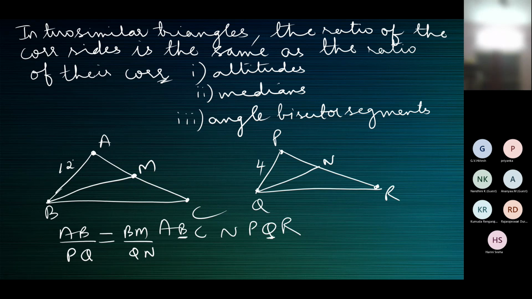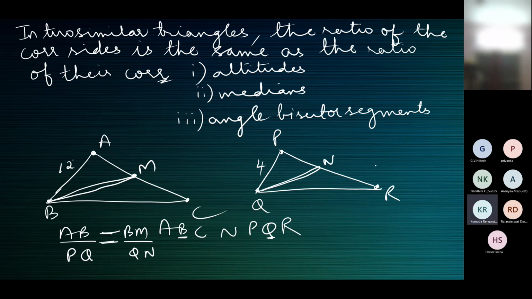Continue. So I was telling you that according to this statement, in two similar triangles, ABC is similar to PQR. The ratio of the corresponding sides AB by PQ is equal to the ratio of their corresponding altitudes, medians, angle bisector segments. So here we have the medians from the corresponding vertices B and Q. So that is equal to BM by QN.